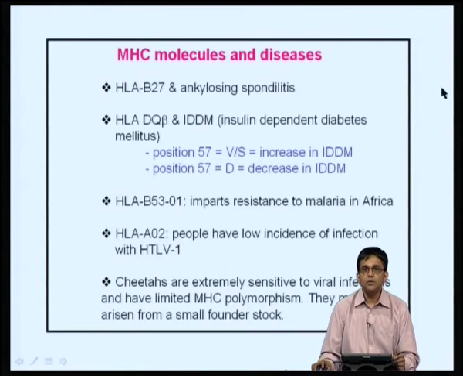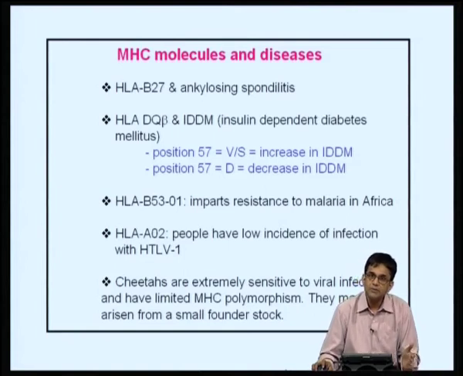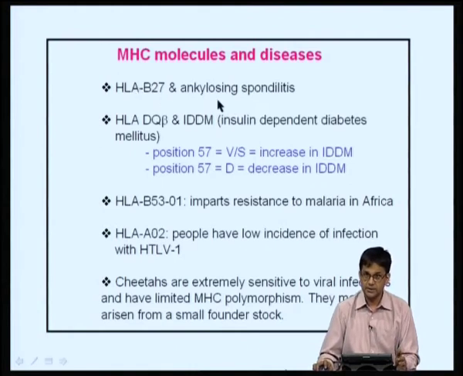Now, MHC molecules are also involved in other responses, and the one that we will be discussing is this relationship between MHC molecules and disease. So, there is a very strong association with a particular type of HLA molecule, which is HLA-B27 and spondylitis. So, those people who have HLA-B27 are more prone to this particular disease.